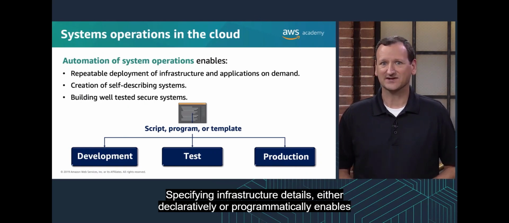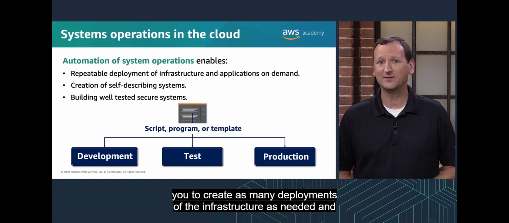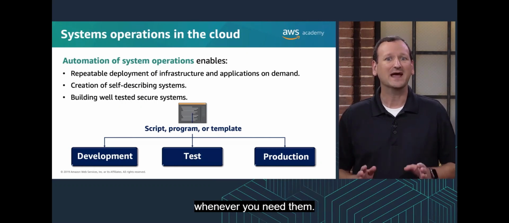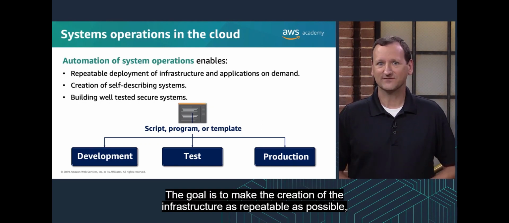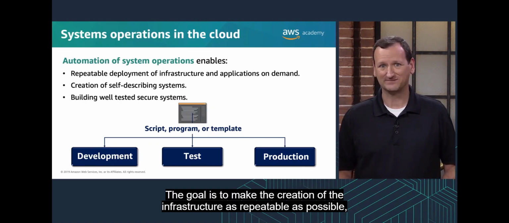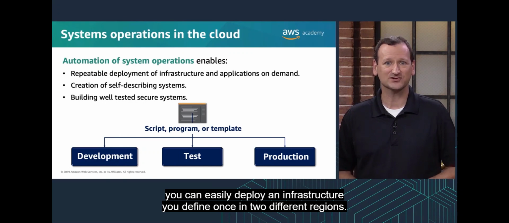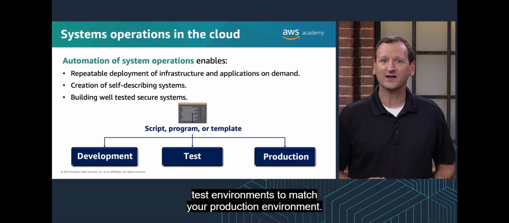Specifying infrastructure details either declaratively or programmatically enables you to create as many deployments of the infrastructure as needed, and whenever you need them. The goal is to make the creation of the infrastructure as repeatable as possible. You can easily deploy an infrastructure you define once into different regions, or you can create development and test environments to match your production environment.